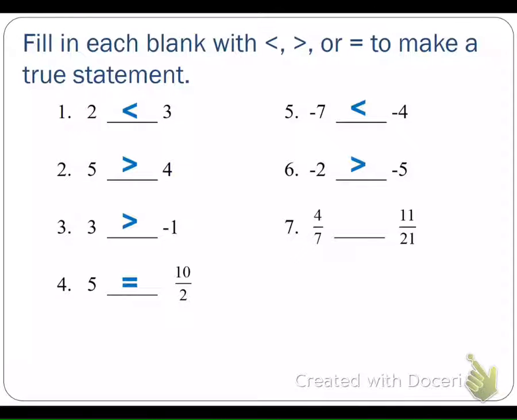And the last one, I think the easiest way to do these is to type it into your calculator. So let me grab one real quick. All right, so if we do 4 divided by 7, we get 0.57. If I do 11 divided by 22, I get 0.52. So yes, the greater than symbol. What are your questions?